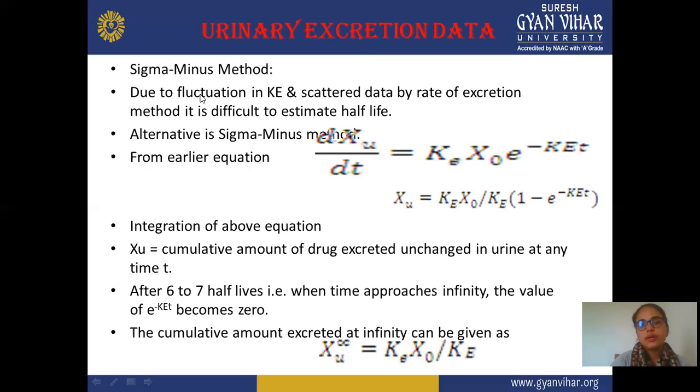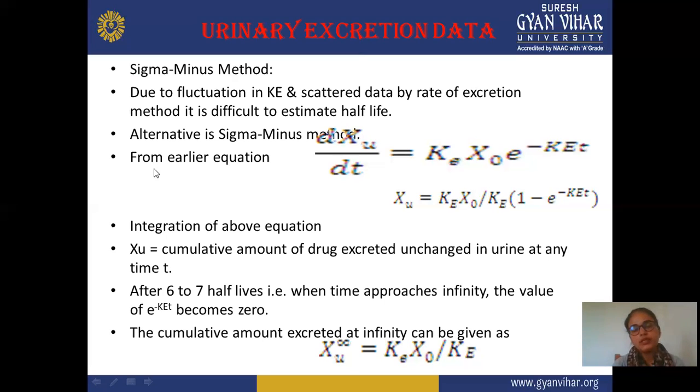Next, the second method is the sigma minus method for urinary excretion data. This second method is used due to fluctuation in ke and scatter in data by the rate of elimination. We already saw the disadvantages of the elimination rate method, so there is fluctuation observed. So the sigma minus method is mainly to overcome this fluctuation of the elimination rate constant and scatter in the rate of excretion data. It is difficult to estimate half-life, but this method shows some error in determining the half-life of your drug or formulation.